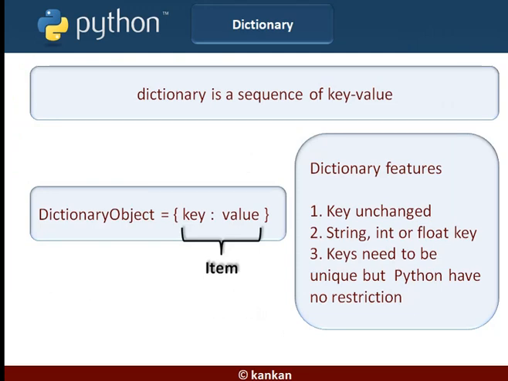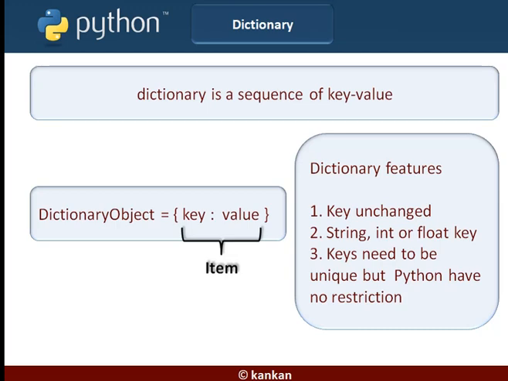First one is the key of the dictionary cannot be changed. These three are the main features of the dictionary. I am telling more about the features of the dictionary.